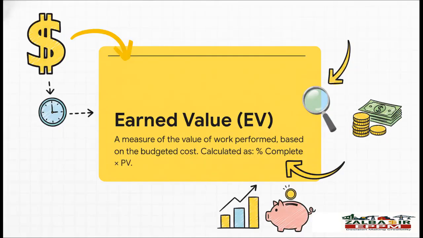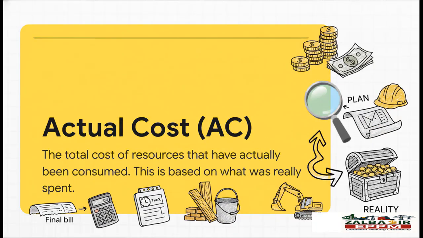Let's break this down. Earned value, or EV, is all about the value of the work you've finished based on the money you plan to spend. The single most important thing to remember here is that earned value is always tied back to your original budget. Actual cost, though, that's just raw reality. It's the final bill for the work, the real, true expenses you paid for labor, for materials, for everything. It has nothing to do with the plan, it's all about what you actually spent.